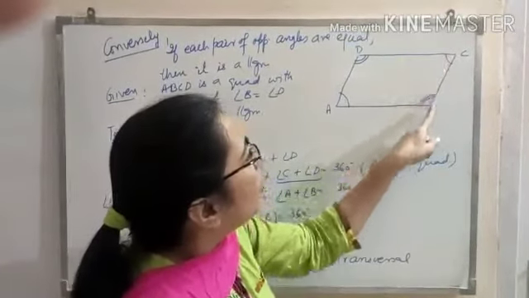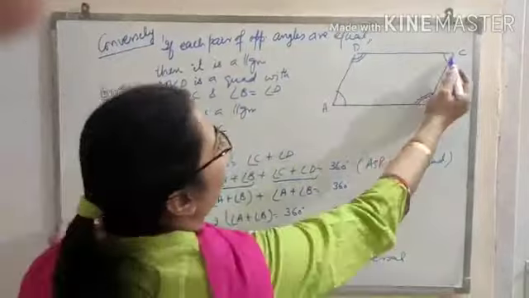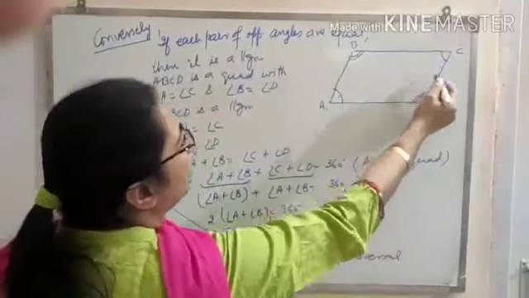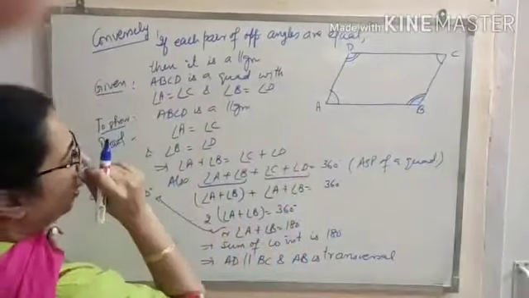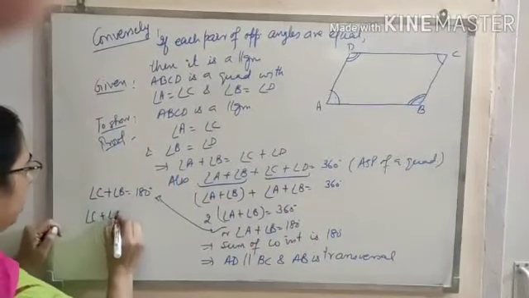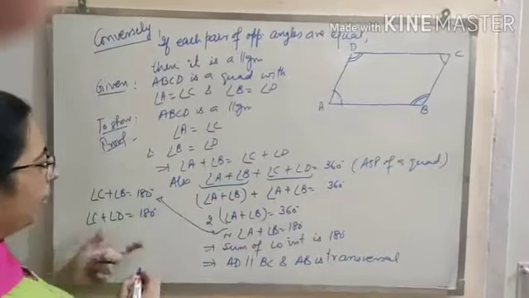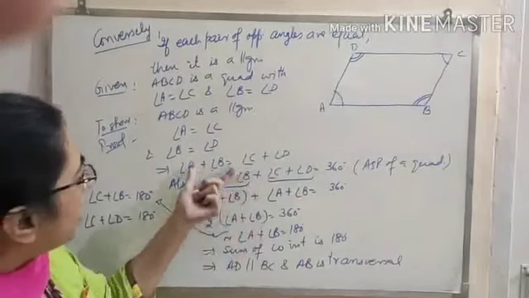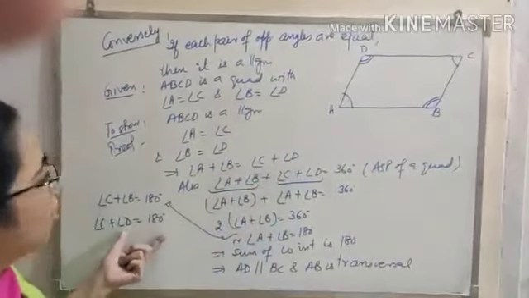Now C plus B is 180 degrees. When is it possible? When these two lines are parallel. C plus B, and B can be replaced by angle D. C plus D is equal to 180 degrees. I can replace it, or you can directly say A plus B is 180, C plus D is also 180.